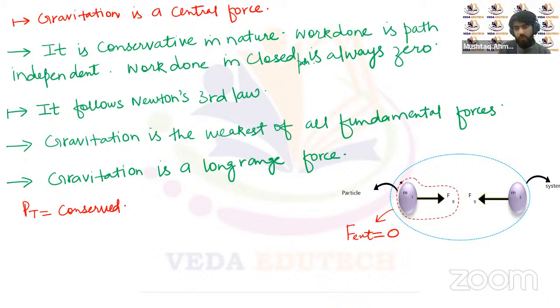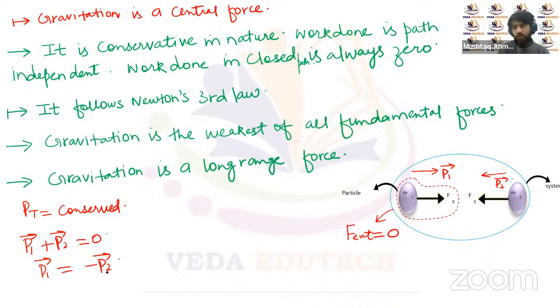It means that if the momentum of M1 is P1 in this direction, the momentum of M2 will be P2 along this direction. The total momentum of the system will always be conserved, meaning P1 plus P2 will be equal to 0, or we can say P1 will be equal to minus P2. So at any instant, P1 will be equal to minus P2.